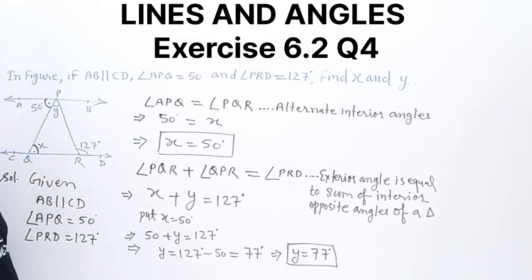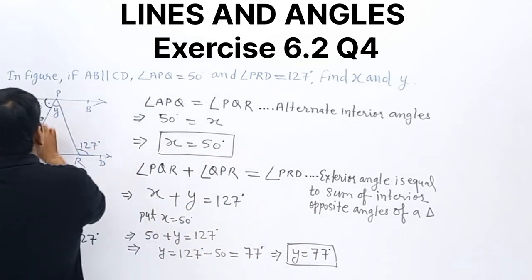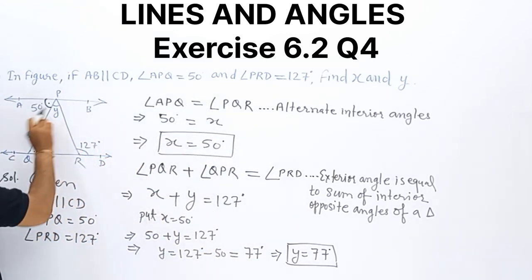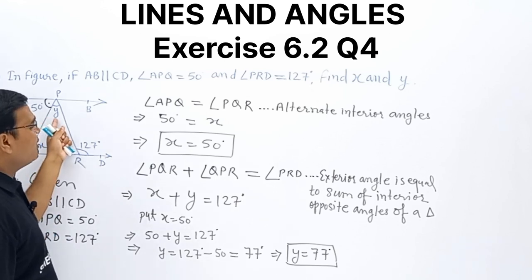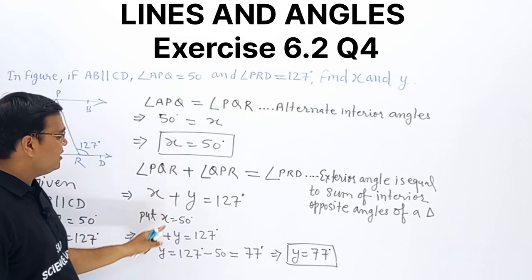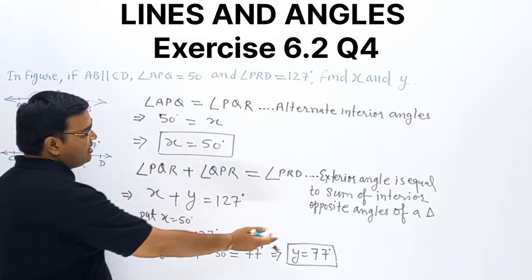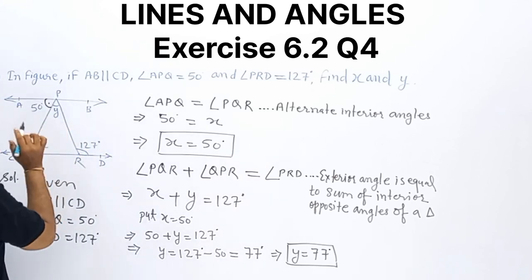We have one property in a triangle, the exterior angle. So this triangle has this exterior angle, and that one is equal to the sum of both angles. Why? This is the property of a triangle. So x plus y will be 127. We obtained the value of x, put this value there, and once we transpose and solve for y, we are getting 77 degrees. It means this is 50 degrees and this is 77 degrees.